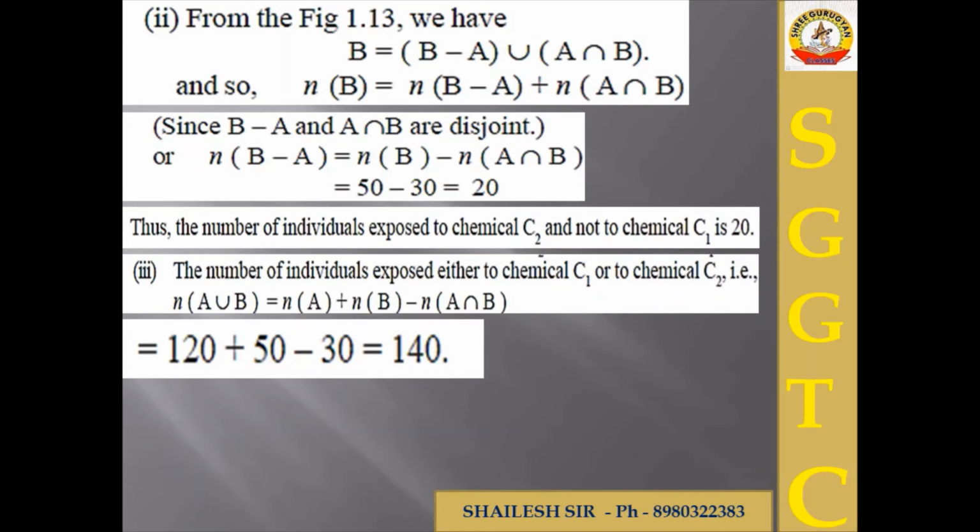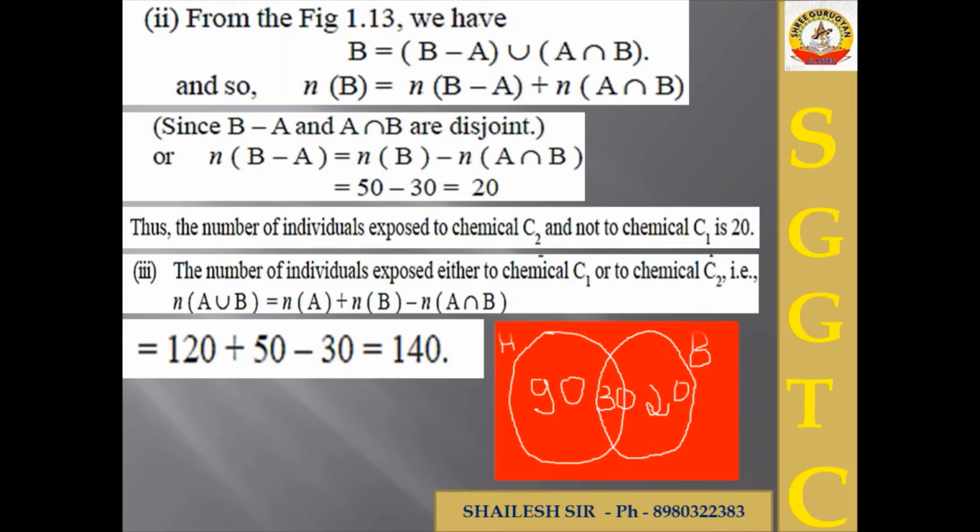These are the members who have chemical C1 or chemical C2, and I plot all these values in the drawing. In the drawing we have A and B as our union sets, and 30 members belong to the intersection between A and B, and here 90 indicates only set A and 20 indicates only set B. So indirectly all three questions relate to a Venn diagram, which I show in these red portions. Now continue.